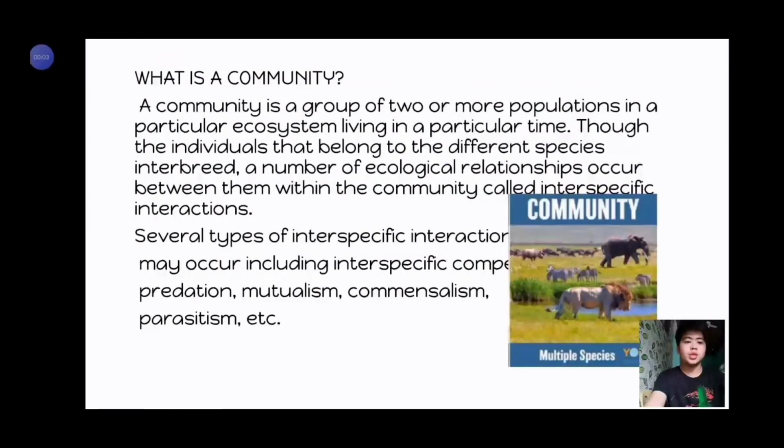What is a community? A community is a group of two or more populations in a particular ecosystem living at a particular time. Though the individuals that belong to the different species do not interbreed, a number of ecological relationships occur between them within the community called interspecific interactions. Several types of interspecific interactions may occur, including interspecific competition, predation, mutualism, commensalism, parasitism, etc.